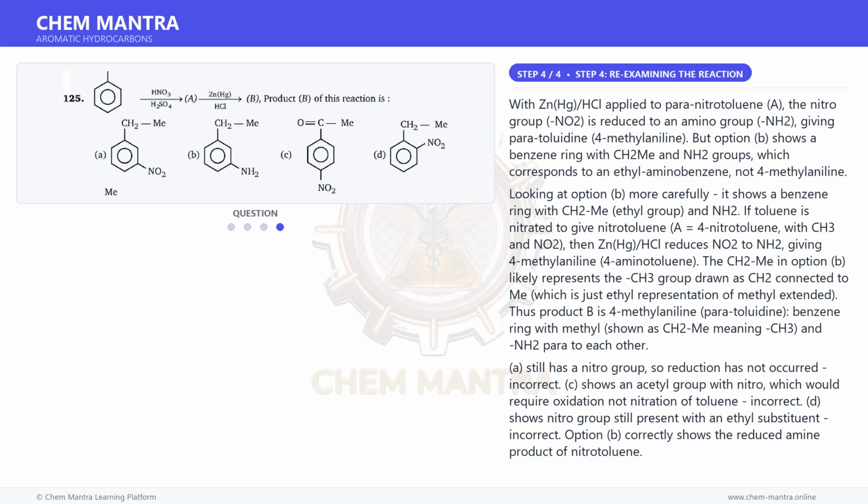A still has a nitro group, so reduction has not occurred, incorrect. C shows an acetyl group with nitro, which would require oxidation, not nitration of toluene, incorrect. D shows the nitro group still present with an ethyl substituent, incorrect. Option B correctly shows the reduced amine product of nitrotoluene.